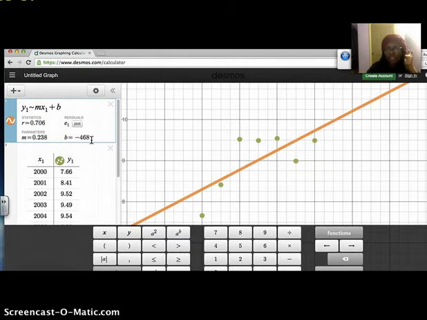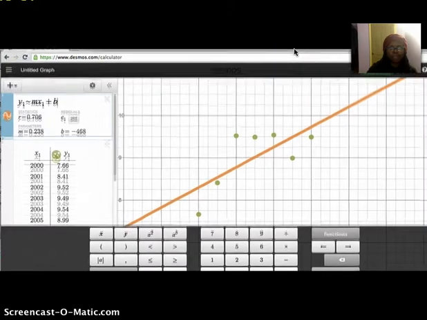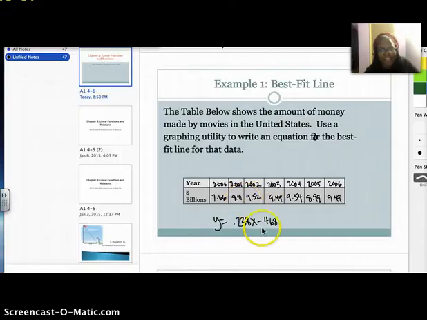If you had to find the equation, I guess I should write it down. Let me see if I can shrink this a little bit so we can write it down. Okay, I wrote it down here. I couldn't shrink it and show you both at the same time. But here it is. This is our equation, y.